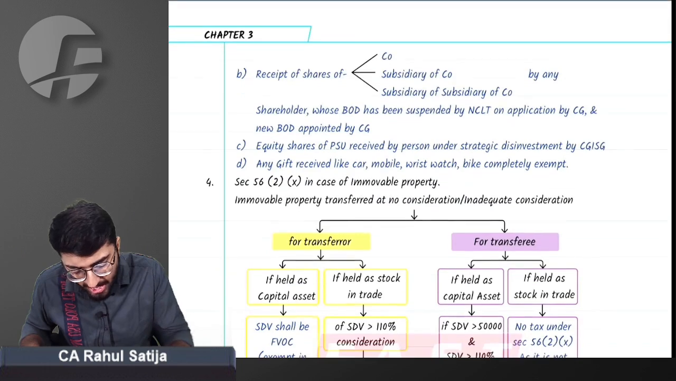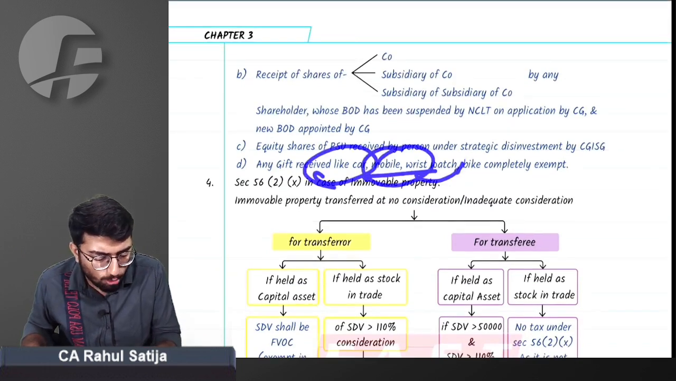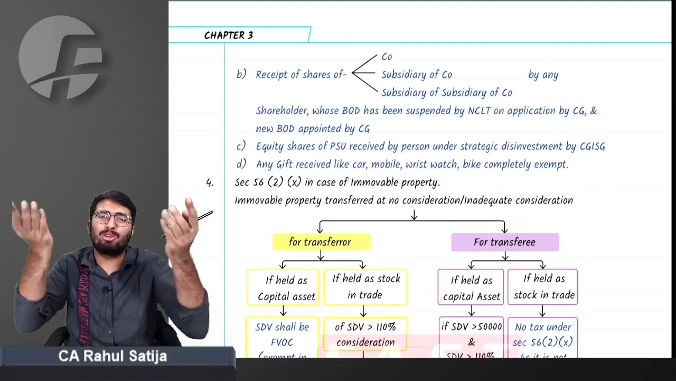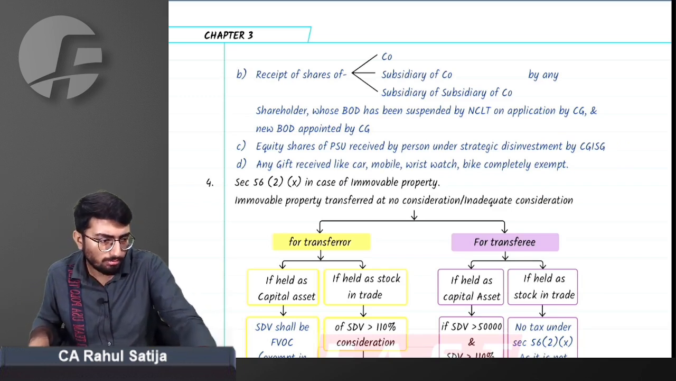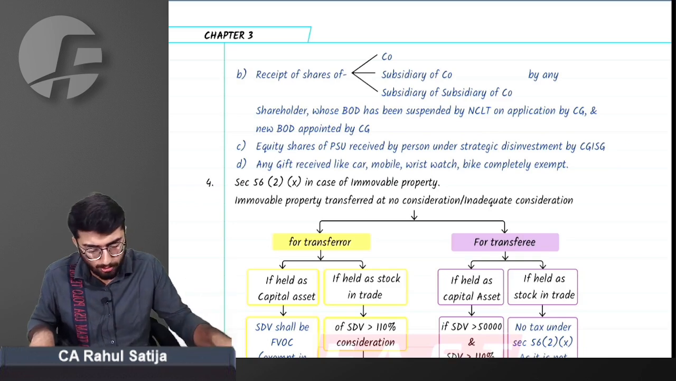And last but not the least, any kind of gift received like a car or a wristwatch will be completely exempt, sir, because it is not a movable property specified under the provisions. Got this point or not?